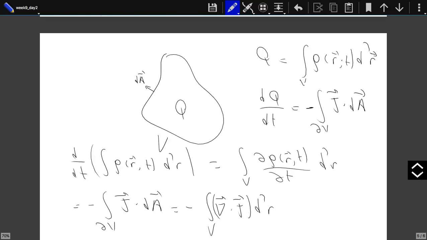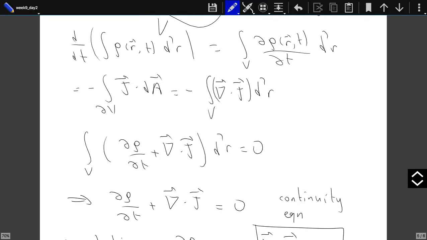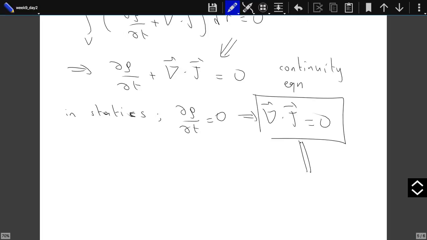The argument on this page, starting from here, is general. Whether you have a static case or not, it doesn't matter. This result is valid in the static case and in the non-static case. In our case, we will eventually be using that the divergence of J is equal to zero. It just states that there is no accumulation of charge anywhere.